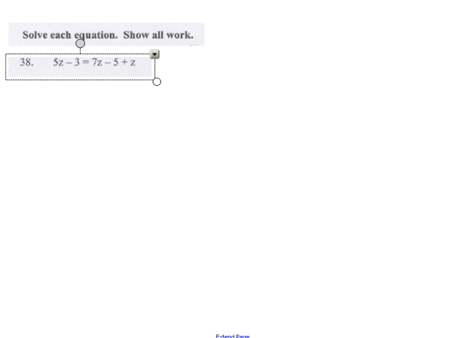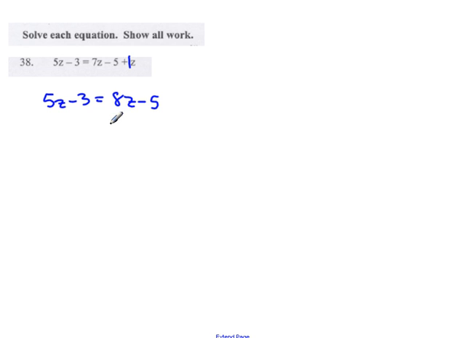Okay, one more equation to solve. Here we don't have any grouping symbols to get rid of, but we do have some like terms to collect on the right side. 7z plus 1z is 8z. Now you're back to that classic problem, variables on the left, numbers to the right, etc. So subtract the 8z, you get negative 3z minus 3 equals negative 5.